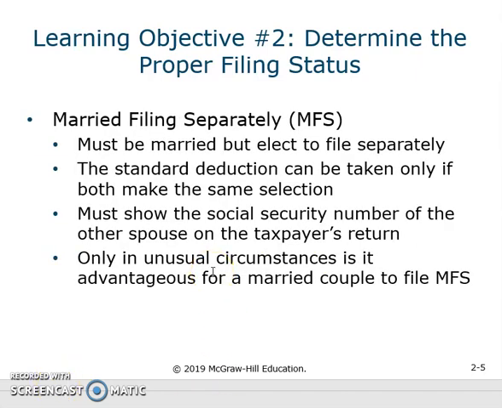The married filing separately filing status can be used if a couple is married but they elect to file separately. The standard deduction can only be taken if both make the same selection. So in this case, if a couple is filing separately, they either both have to take the standard deduction or they both have to itemize their deductions. The tax return must show the Social Security number of the other spouse, and in most cases, it is not advantageous for a couple to file married filing separately. There are certain deductions that they do not qualify for.